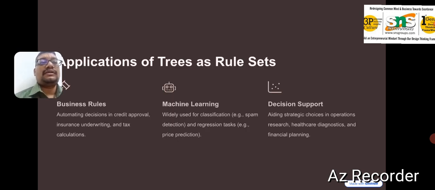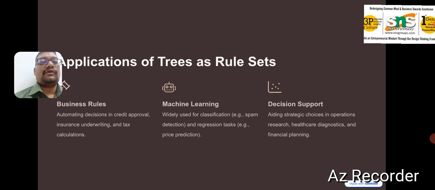Applications of trees as rule sets: business rules, machine learning, and decision support. The business rules are nothing but automating decisions in credit approval, insurance underwriting, and tax calculations. These are the main things done in business rules.